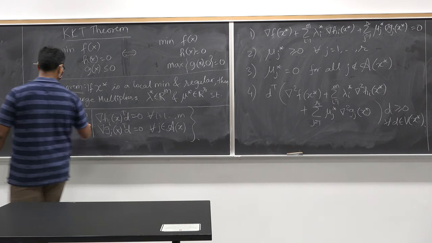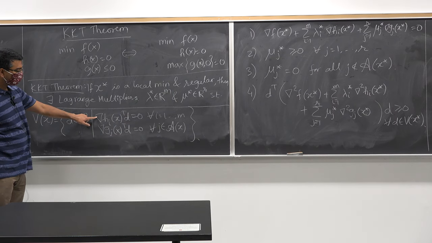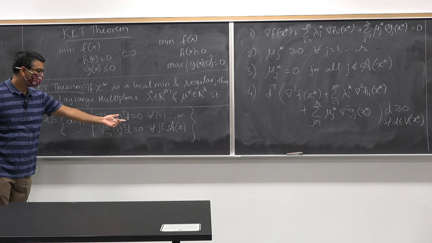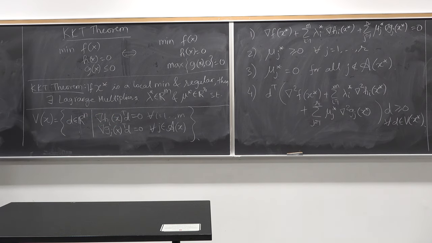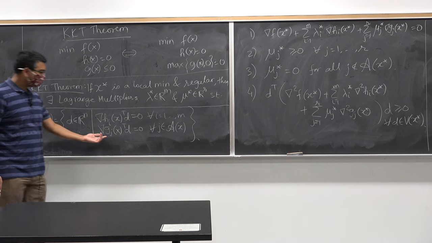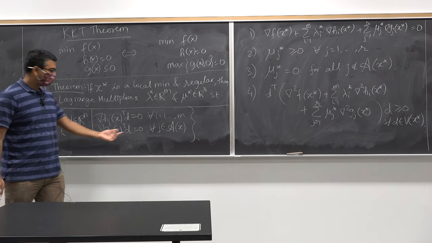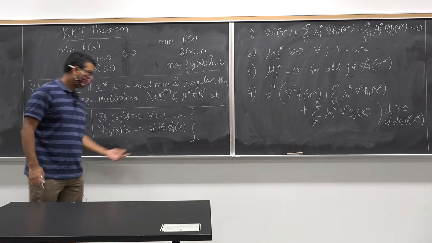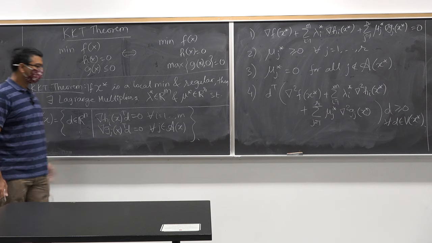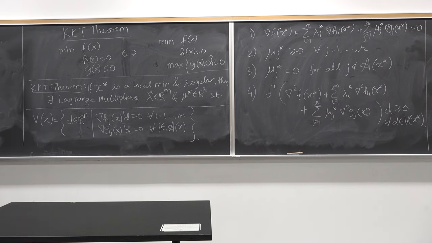which, as you can see, the first term is defined in the same way as we defined earlier. So gradient of hi transpose d has to be equal to 0. In the second term, you will notice that I'm only considering j that are active, and I'm ignoring all the j that are inactive at that point. Okay, so that gives me the first order feasible variations.